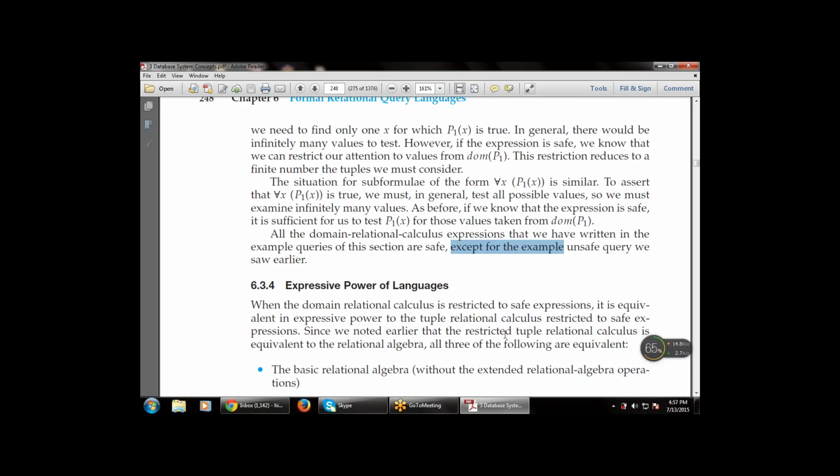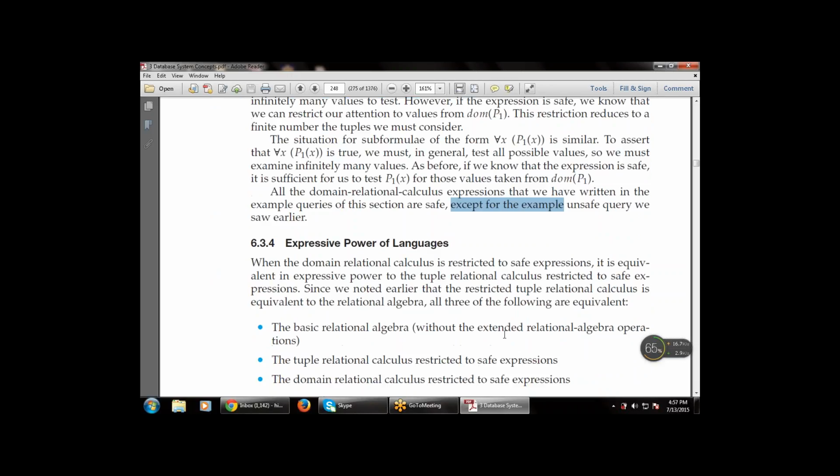Then the next is the expressive power of languages. That is, what is the expressive power of the language that is available. When the domain calculus is restricted to safe expressions, it is equivalent in expressive power to the tuple relational calculus that is restricted to safe expressions. Since we noted earlier that the restricted tuple relational calculus is equivalent to the relational algebra, all three are equivalent.